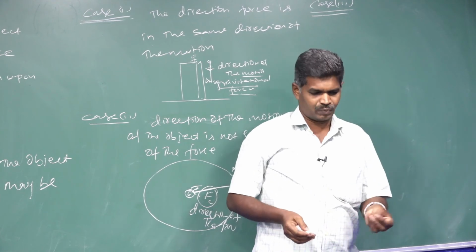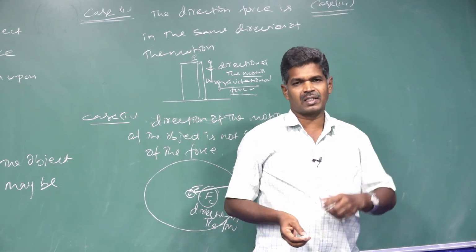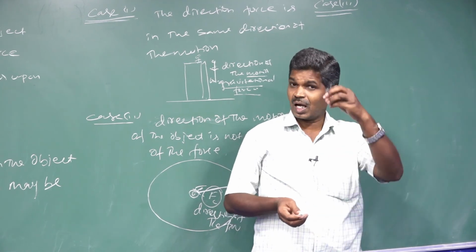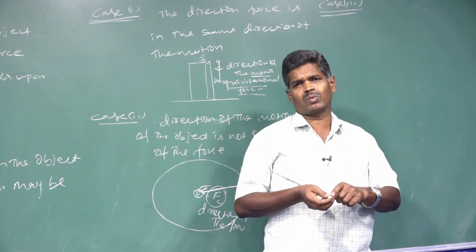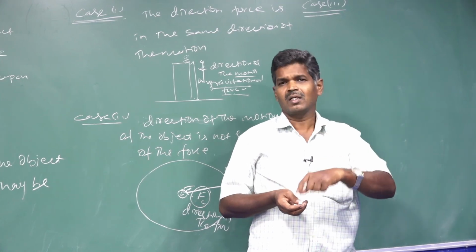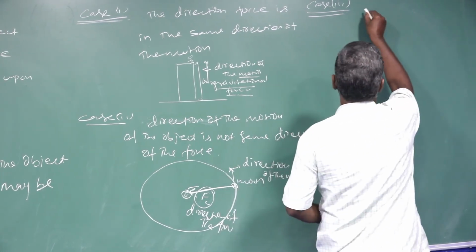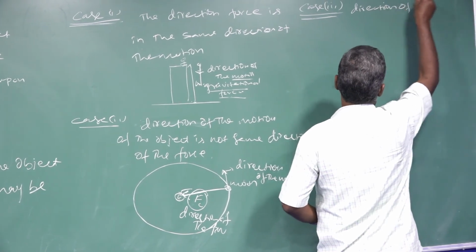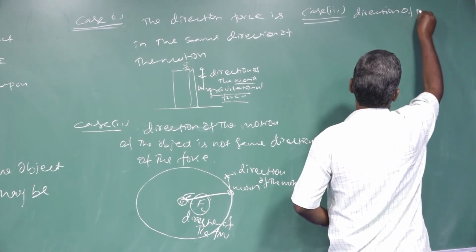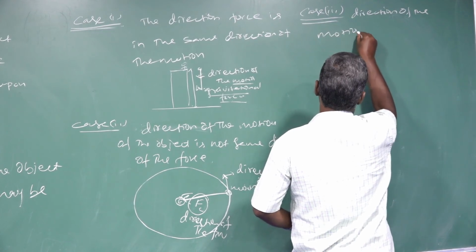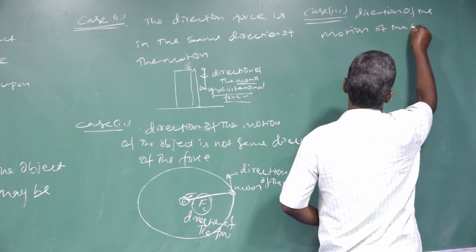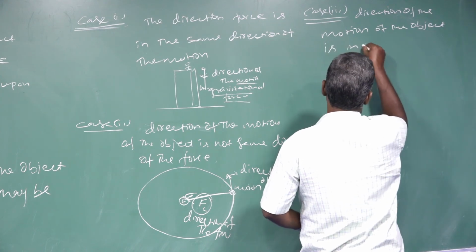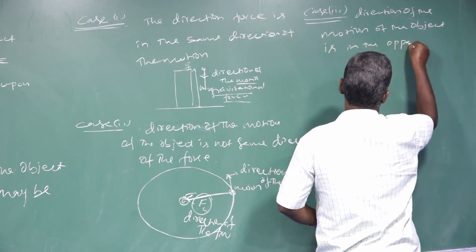In some places, if you throw a stone in an upward direction, the movement of the object is upward. So what about the gravitational force? At that instant the force is the gravitational force, acting in the downward direction. That's why the direction of the motion of the object is in the opposite direction of the force.